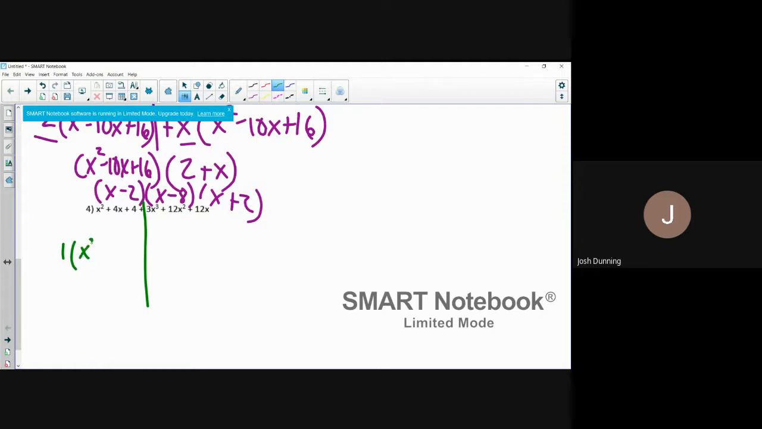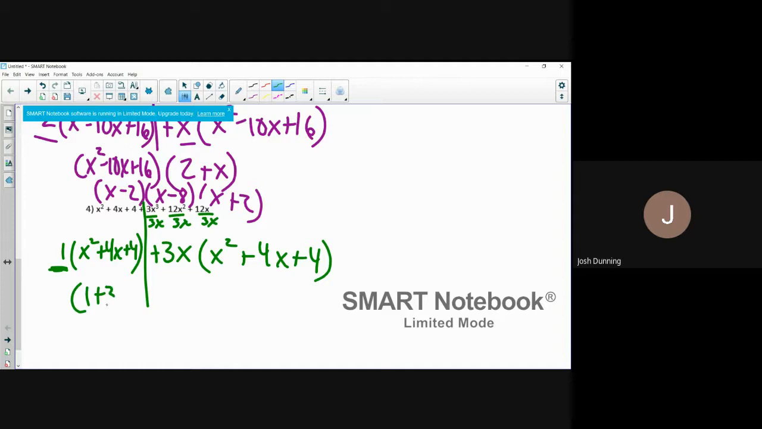You don't really ever want to do that to try to actually factor. But here, I just need something to be left over. You can either write that 1 down or just keep it in your brain, just like x is the same thing as 1x. On the right side, I can factor out a 3x. Divide those all by 3x. So you get x squared plus 4x plus 4, which leaves you with 1 plus 3x.